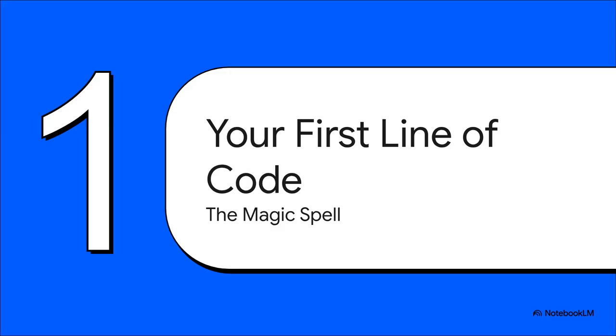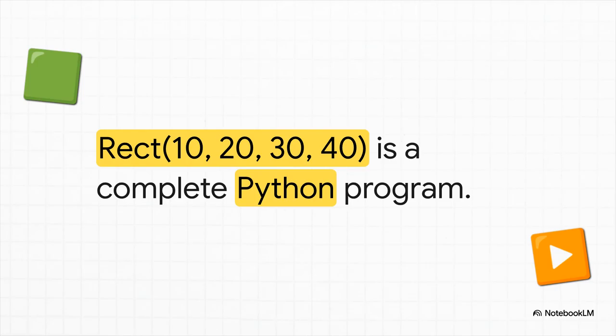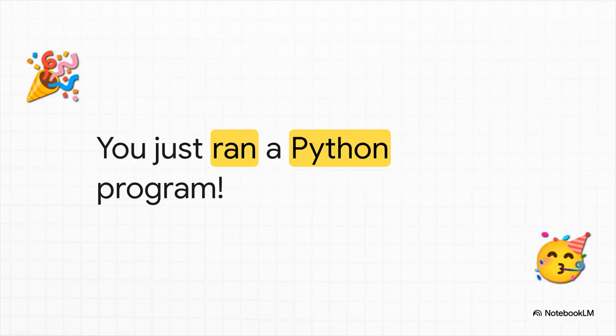Okay, let's look at your first line of code. Honestly, you should think of it like a magic spell. You type the right words in the right order, and poof, something brand new just appears on the screen. And here it is, rect(10, 20, 30, 40). That's it. Believe it or not, that right there is a complete Python program. Go ahead, type that in, and hit that run button. See? Just like that, you are officially a programmer. Seriously, you gave the computer an instruction and it did exactly what you said. That's all coding really is.